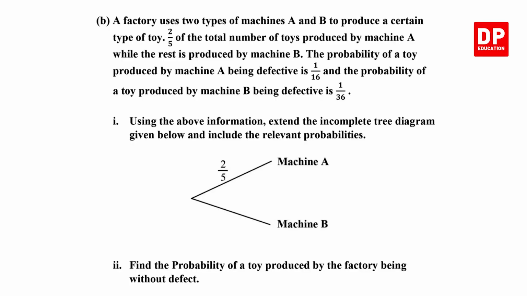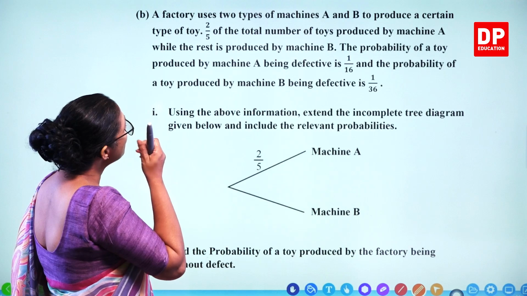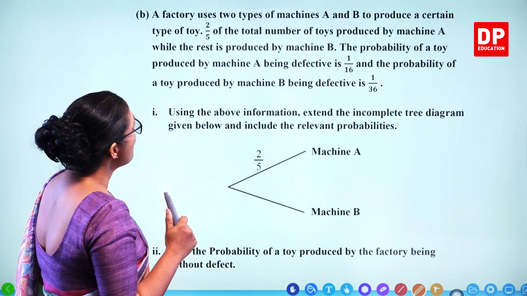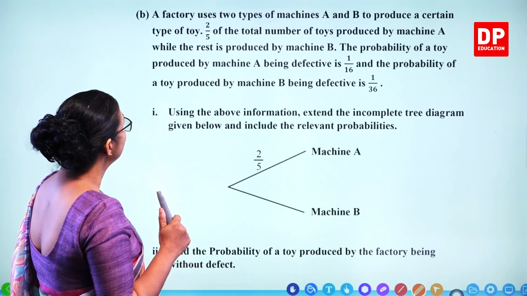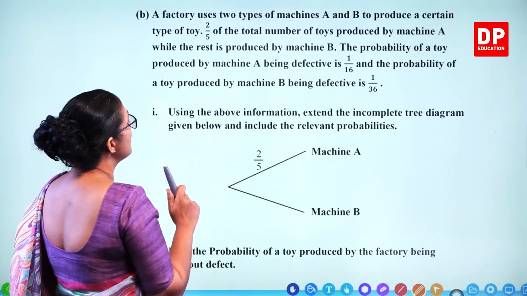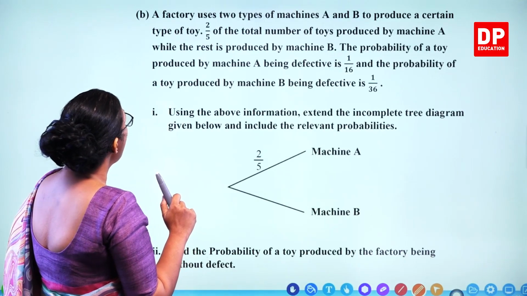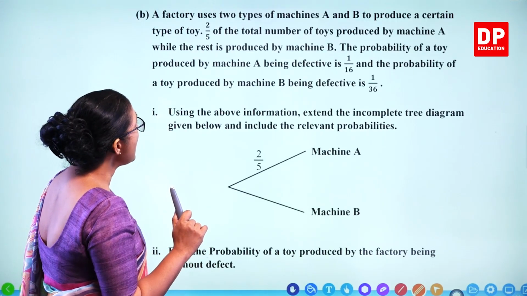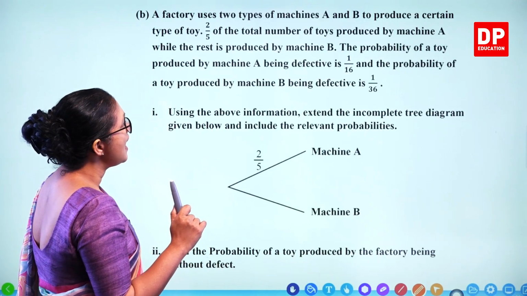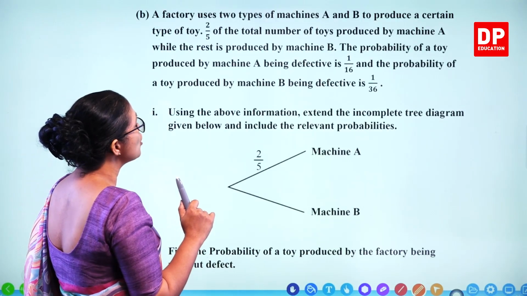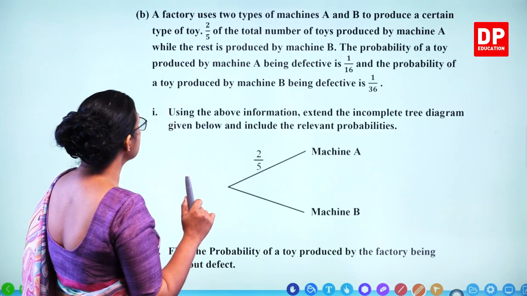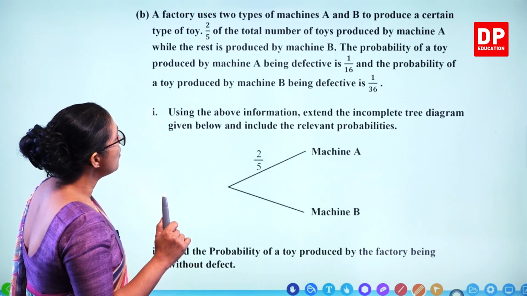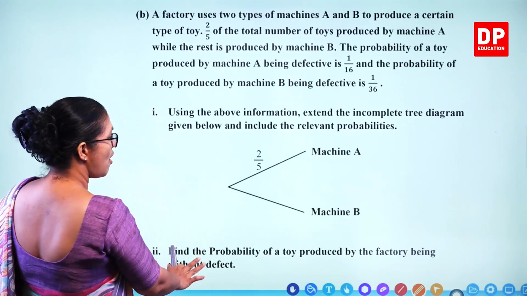Let's take part B. A factory uses 2 types of machines A and B to produce a certain type of toy. 2/5 of the total number of toys produced by machine A. So 2/5 is machine A, while the rest is produced by machine B. The probability of a toy produced by machine A being defective is 1 over 16 and the probability of a toy produced by machine B being defective is 1 over 36. Using the above information, extend the incomplete tree diagram given below and include the relevant probabilities. And you are asked to find this probability.